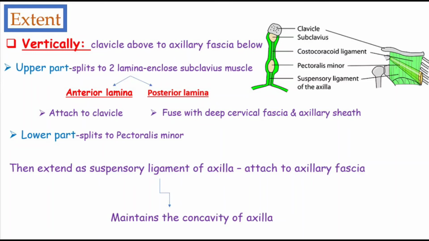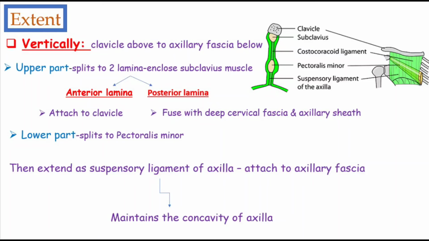Now let's move on to the extension. Vertically, it extends from the clavicle above to the axillary fascia below. It is divided into two parts, upper part and lower part. The upper part splits into two laminae to enclose the subclavius muscle. The anterior lamina attaches to the clavicle and the posterior lamina fuses with the deep cervical fascia and axillary sheath. The axillary sheath is a fibrous sheath which encloses the axillary artery and the three cords of the brachial plexus.